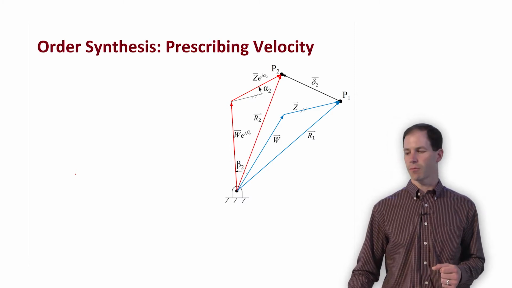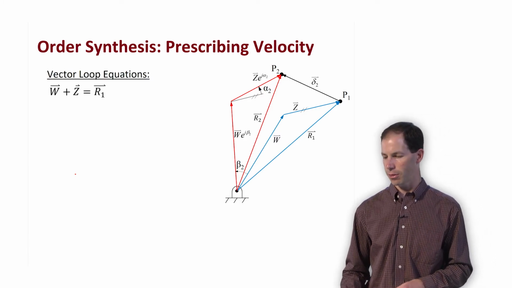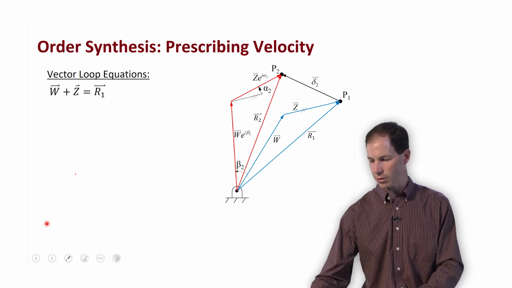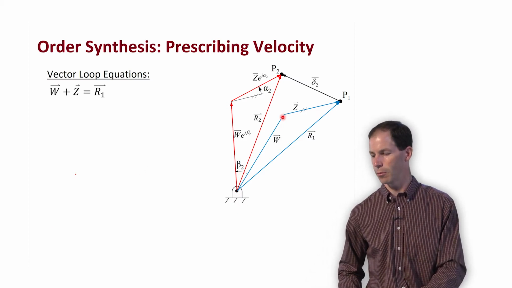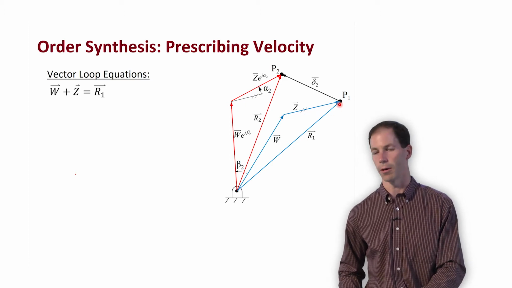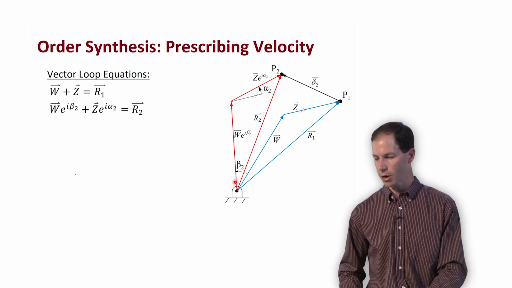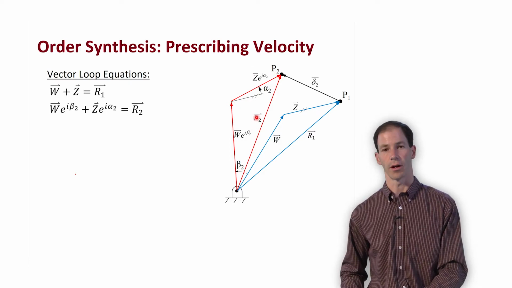Now, I'm going to start creating some vector loop equations for these. I'm going to start off with the simpler vector loop, where I'm adding up just the W vector. So I'm starting at my ground pivot right here, moving up to the moving pivot. That's my W, adding the Z, and saying that's equal to R1. I then do the same thing for the displaced condition, where I'm starting at my ground pivot, moving up the displaced W vector, moving up the displaced Z, and then saying that's equal to R2 vector.